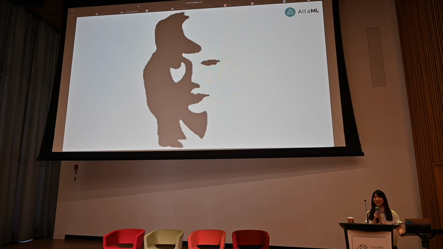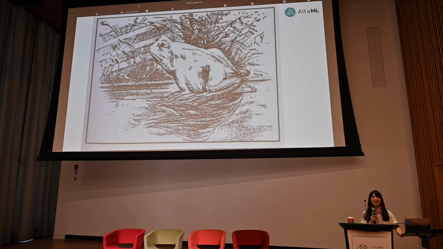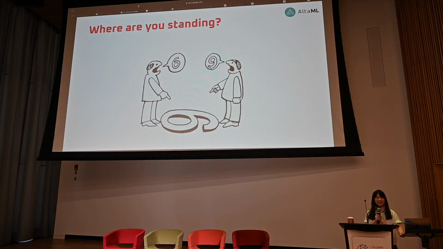How about this one? Saxophone player. Any other answers? Saxophone player? No? Okay, two answers. How about this one? Frog. Are you sure? A horse. Somebody see a horse. Yeah. Okay. So what's the right answer?